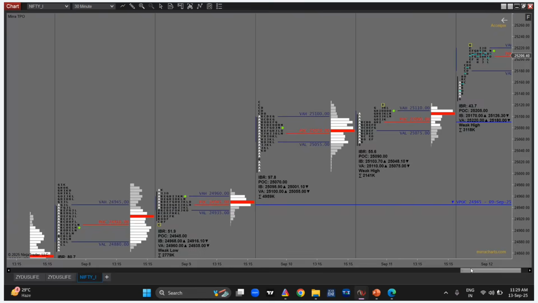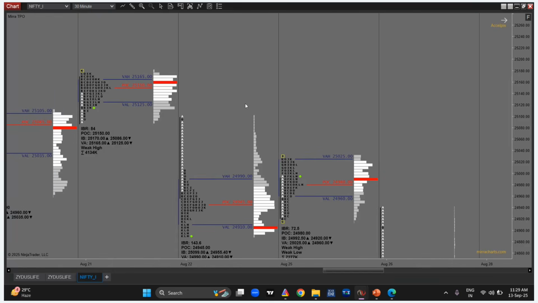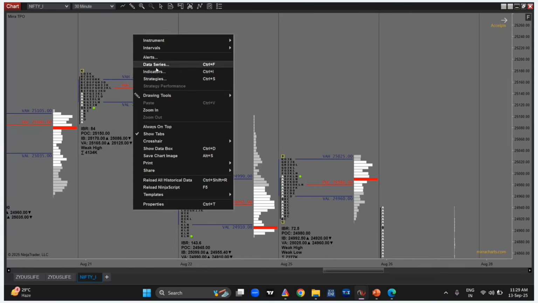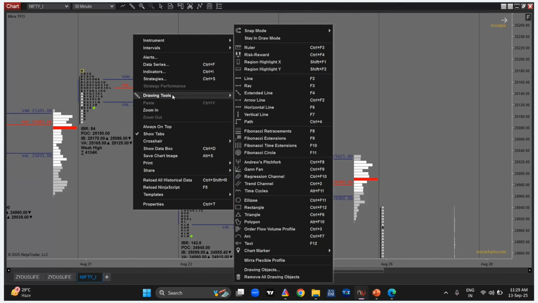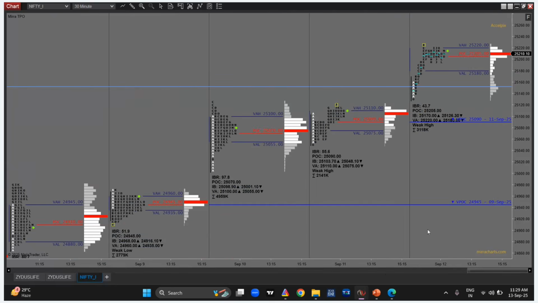And if you check here, on 21st August, this is the VPOC we had, which has not been tested. Can you see this? That will also be marked. MirraCharts will mark the VPOC also, like how it was here. See, VPOCs will be mentioned.